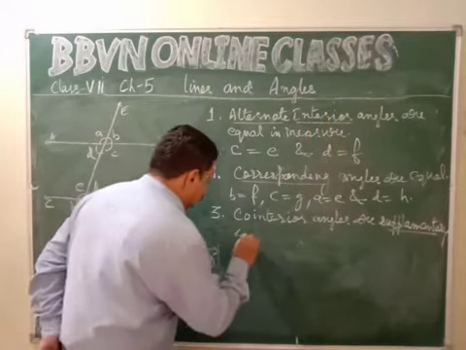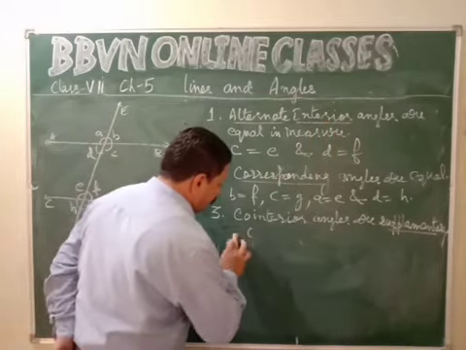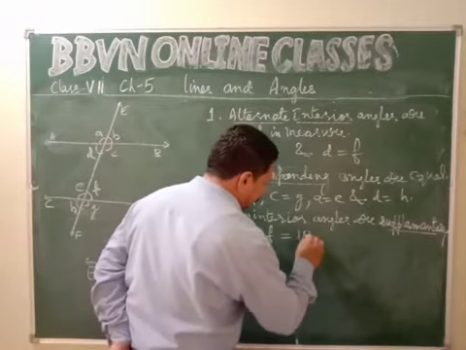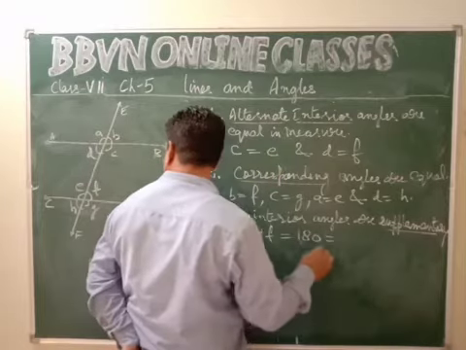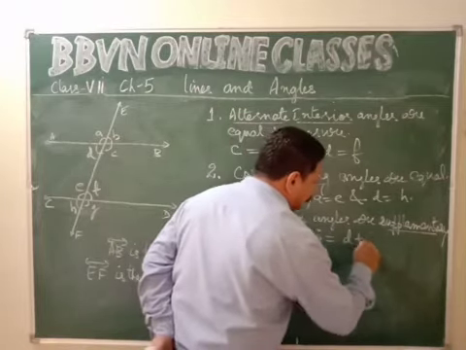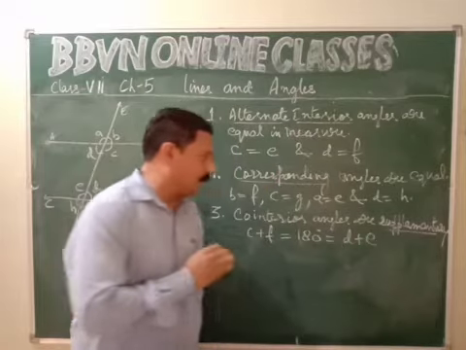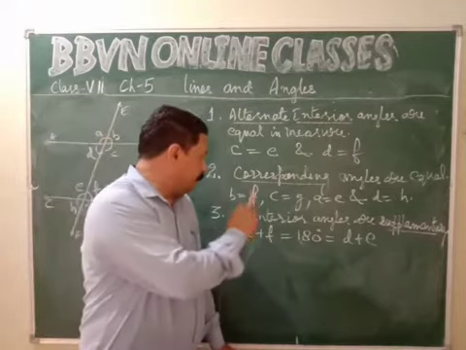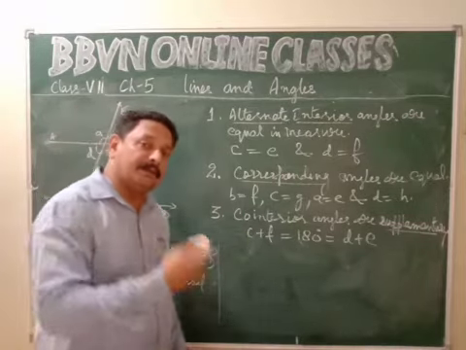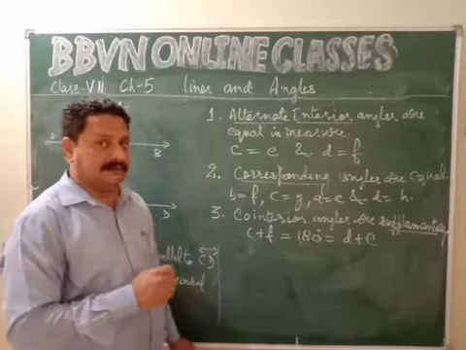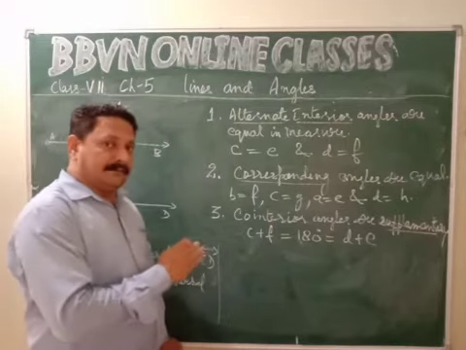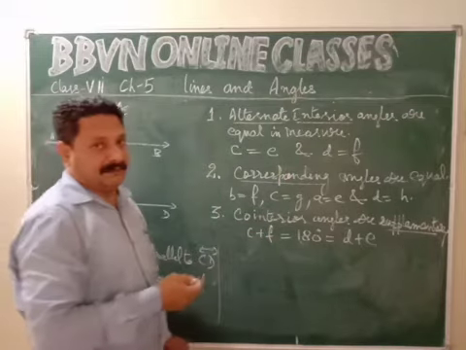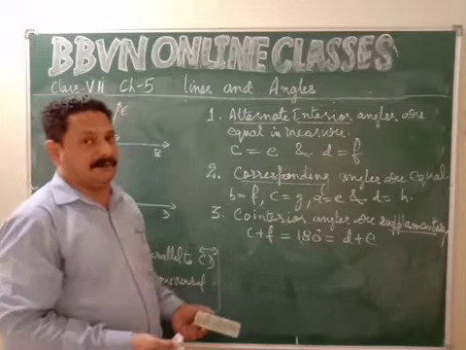So angle C plus angle F will be equal to 180 degrees. Also 180 degrees will be equal to angle D plus angle E, right? Co-interior angles are supplementary. Understood, children? I hope you got all the three properties. There are some more properties which we will discuss in our next class. But now we'll see what type of questions we can have based on these three properties. What type of question can be framed?